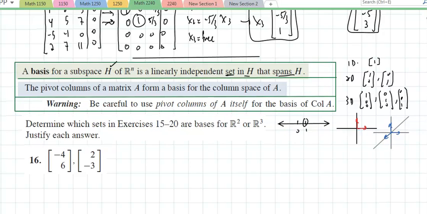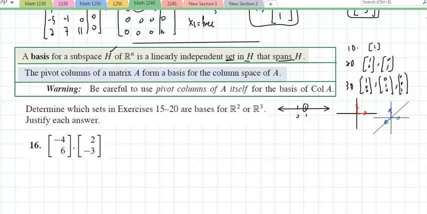Let's talk about what it means to be a basis. Bases are a big deal. This is an introduction. The pivot columns of matrix A form a basis for the column space of A. We want those to be linearly independent, and we know what that means. Be careful, this is a warning: the pivot columns of A itself form a basis for the column space of A. Do not use the reduced form. It has to be the original.